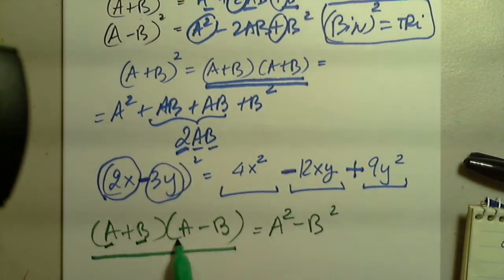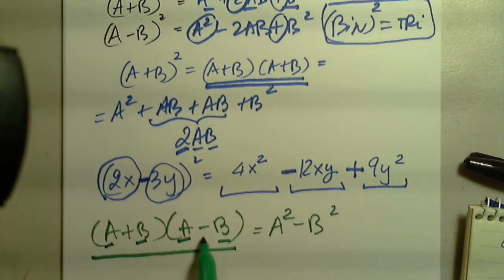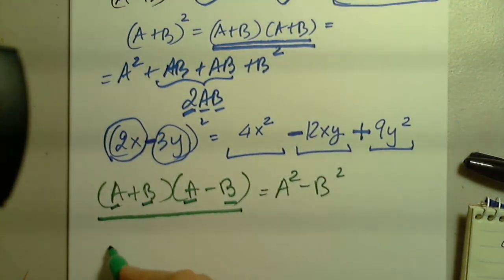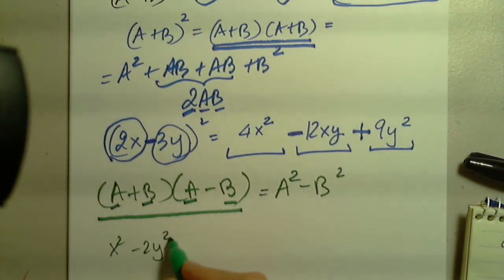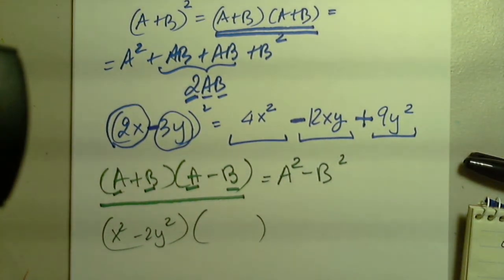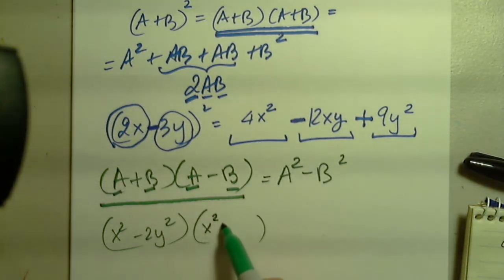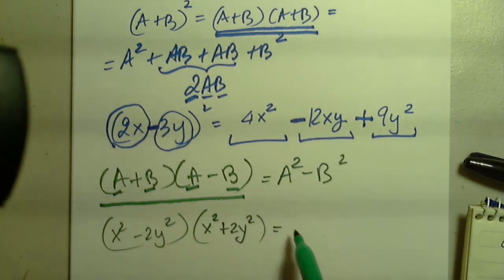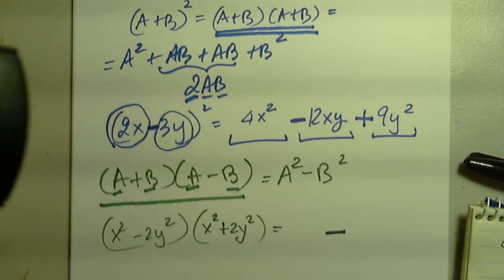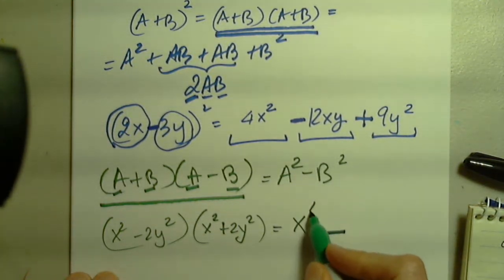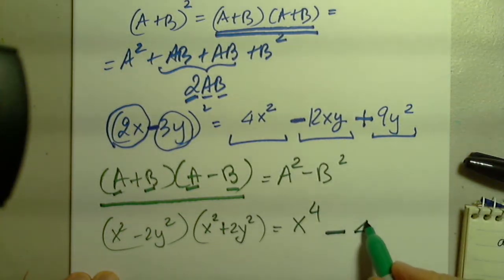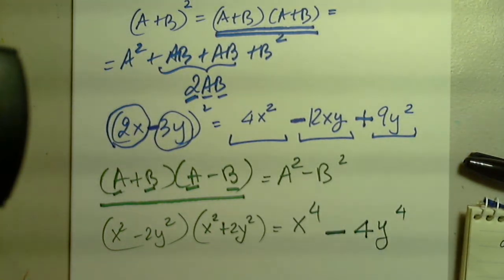And remember, A and B are just different symbols. In the middle, so, I don't know, x squared minus 2y squared. What would be the next one, so I can apply this special product? The other one would need to be x squared plus 2y squared. Very good. So then what do we get? And remember, the middle symbol has to be negative. X to the 4th minus 4y to the 4th. That's it.